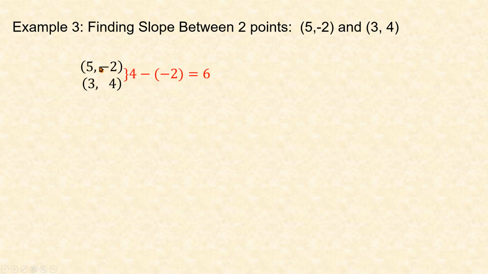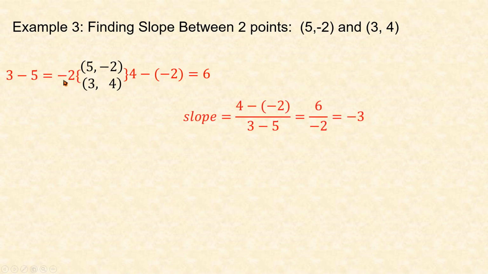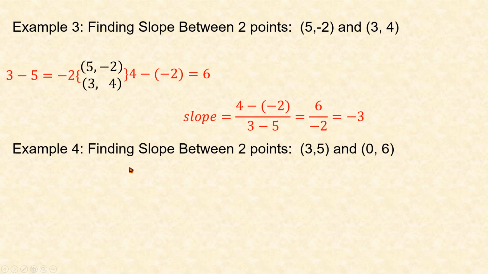Okay, so putting them on top of each other makes it look kind of like a table. And then you do the same thing for the x. I got 3 minus 5, which gives you negative 2. So the slope is the change in the y, 4 minus negative 2, over 3 minus 5, which is 6 over negative 2, which is negative 3. One more example.